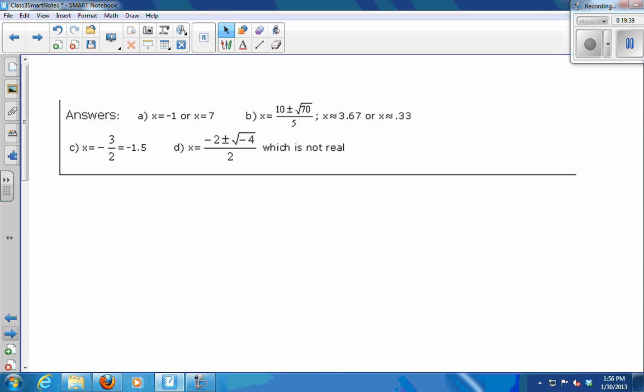With C, you just come up with 1 answer. How come that happened? Why is there only 1? The part under the square root was 0. Yeah, good. And for D, you ended up with a negative under the square root, which right now we don't know what that means, right? It doesn't mean anything. It doesn't exist. So we have non-real answers because we have a square root of a negative.